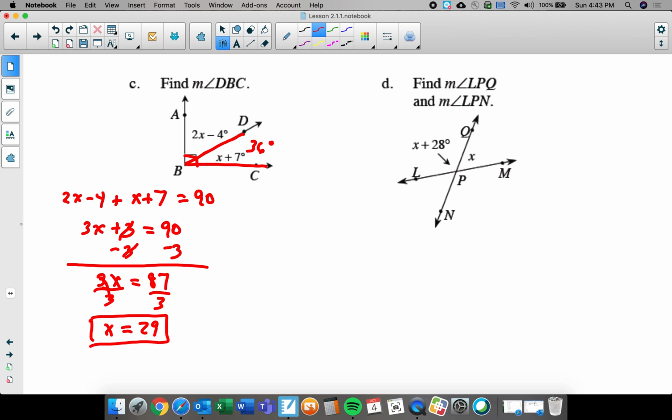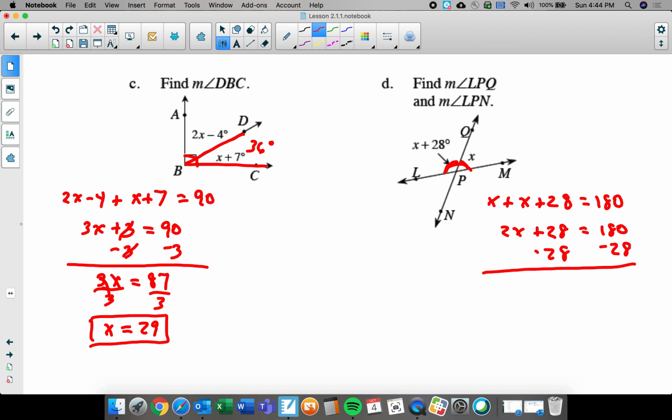Okay, and finally our last one here in part D. Now we're looking at finding a couple of different angles. In this scenario, these two angles that are labeled with some algebra in it, if we add those two up, that'll give me a nice straight angle here. So that means that those two must add up to 180. So I know that x plus 28, if I put those two angles together, those are supplementary, so they should equal 180. Start to combine like terms, I get 2x plus 28 equal to 180.